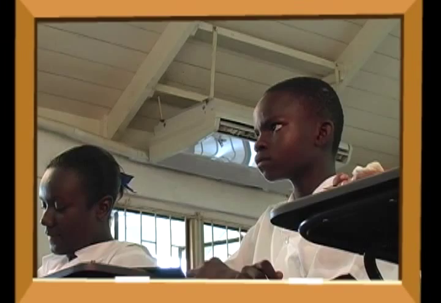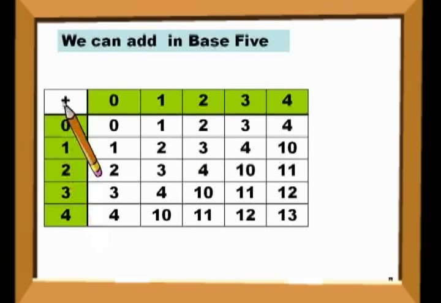Now let us go to 2. 2 added to 0 is a 2. And 2 added to 1 will be 3. 2 added to 2 will be 4. And when we add 2 to 3, we will have 5. Again, remember when we were across here, we said 5 can be written as 10. So that's what we have here. And when 2 is added to 4, we have a 6, which is written as 11.